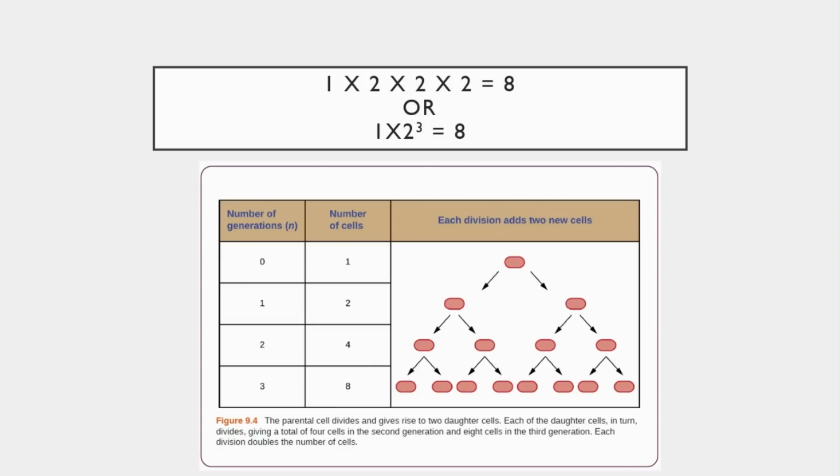The trick is that not every founding population starts as 1. So maybe a cluster of cells is introduced into that new broth tube. So maybe we have 3 cells in our n equals 0. The equation would be revised then to be 3 times 2 times 2 times 2, which equals 24. 24 cells after 3 generations.